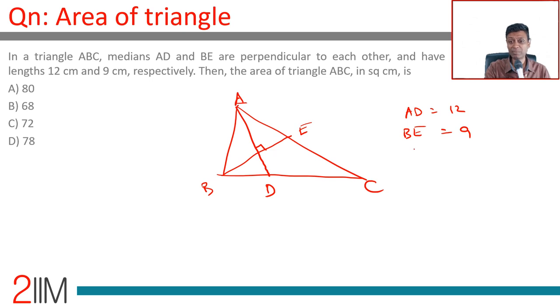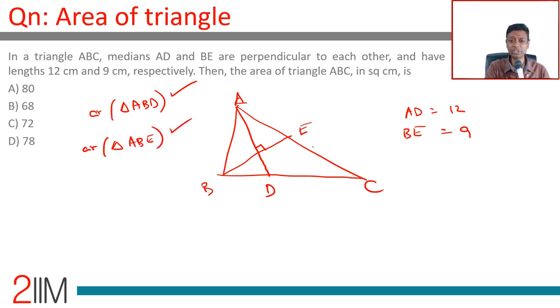Area of triangle ABC we need to find. So think about this. If we find area of triangle ABD, that into 2 will give us this. Becomes an easy question. Area of triangle ABE, that into 2 will give us this. And somewhere we can figure out the area. If we find area of triangle ABD, we are through. Area of triangle ABE, we are through. CBE, we are through. Somewhere.